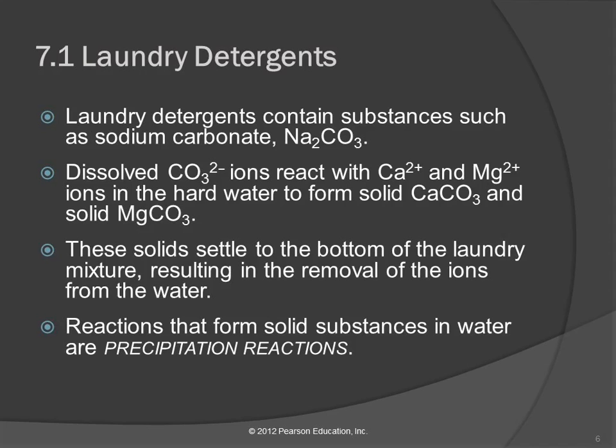Laundry detergent works better because it's got sodium carbonate in it. Sodium carbonate is going to react with the calcium and magnesium ions and get rid of them. They form solid calcium carbonate and solid magnesium carbonate, and those are going to settle to the bottom of your laundry mixture and they'll be removed and then the soap can do its thing. This is an example of another type of reaction called precipitation reactions.